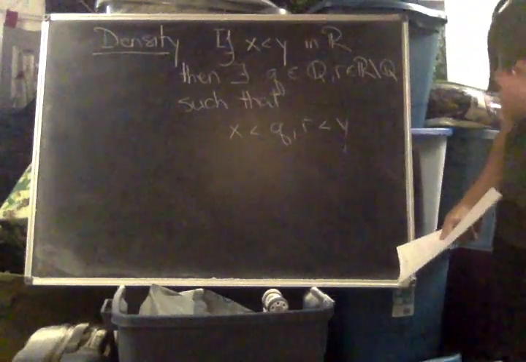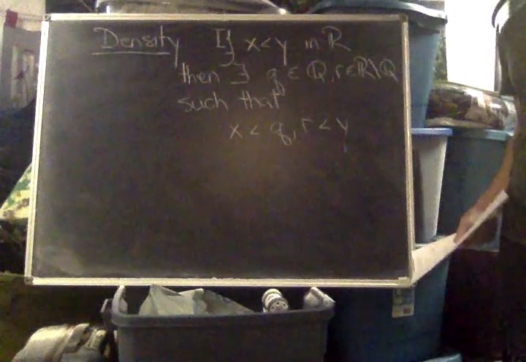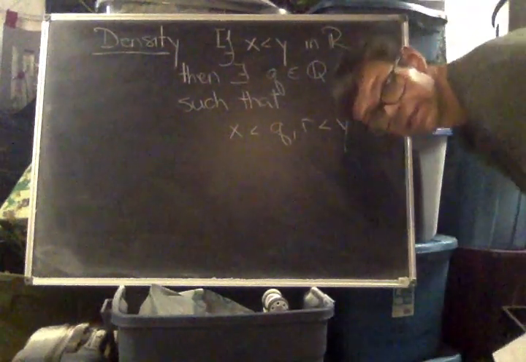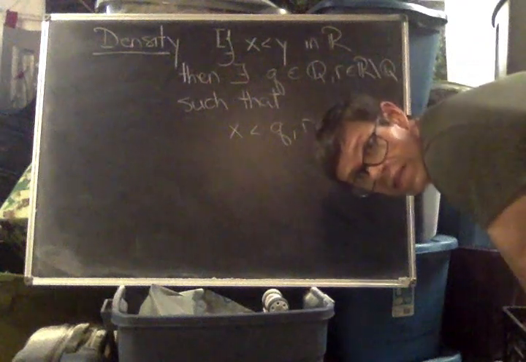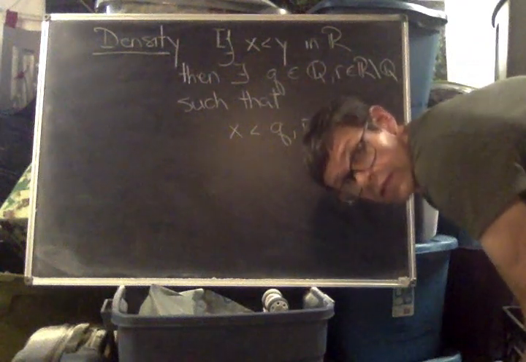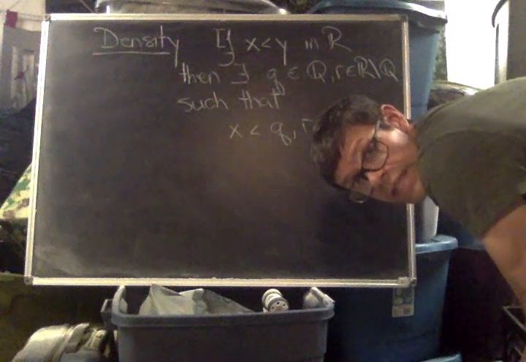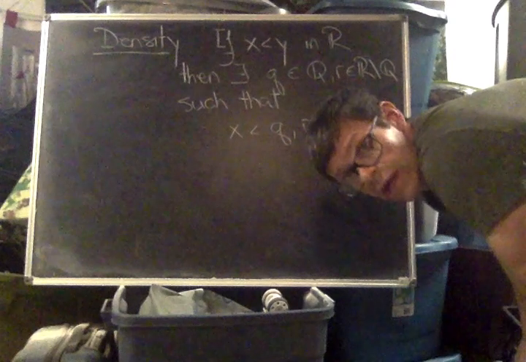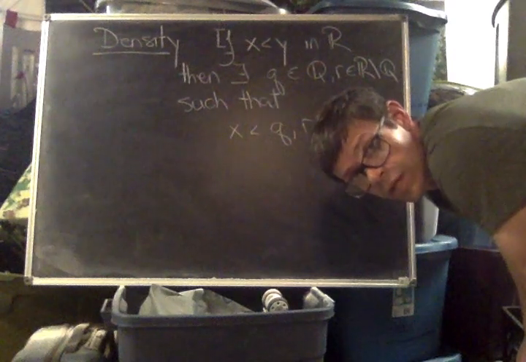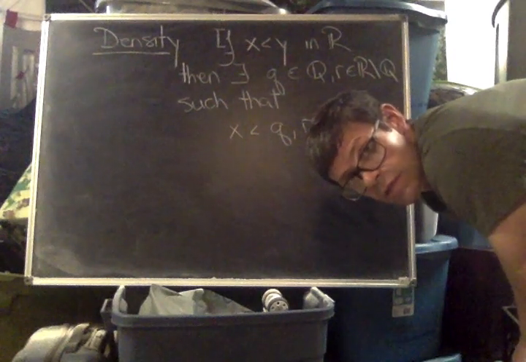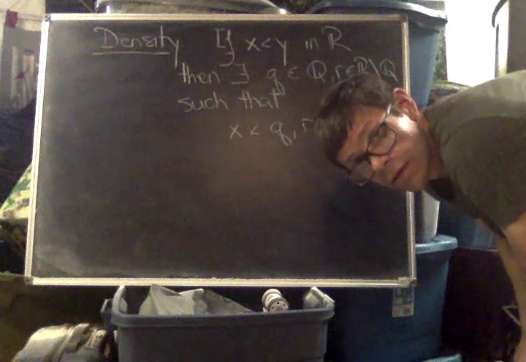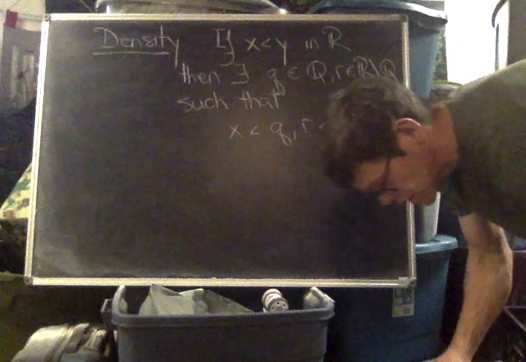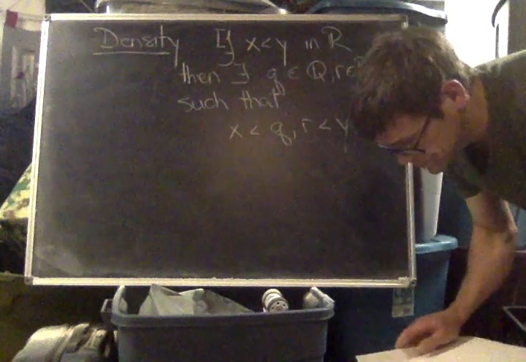So between any two distinct real numbers, you can squeeze a rational and you can squeeze an irrational. In fact, you can squeeze as many as you want within reason. For the rationals, you can only squeeze countably many in there because there are only countably many rationals. For the irrationals, you can squeeze uncountably many in between x and y. But in both cases, there are an infinite number of numbers between x and y.